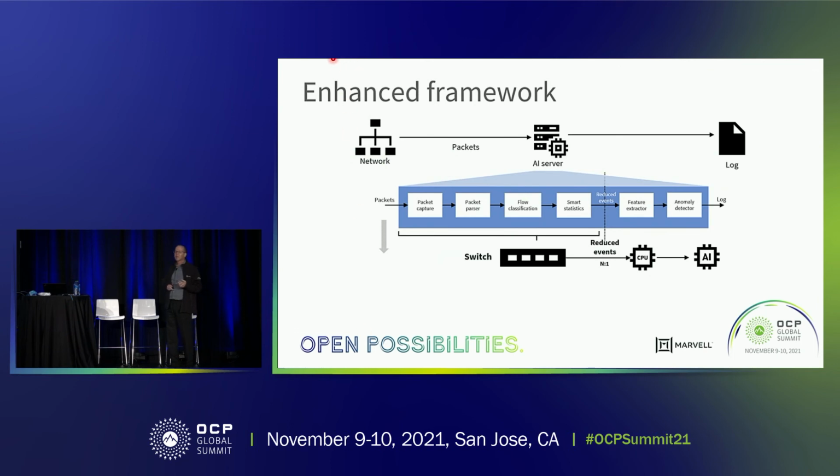So if we look at this enhanced framework, after we added this smart statistics and the reduced number of events, we can see that packet capture and packet parsing and flow classification are all done in any networking device. Also, the smart statistics can be done in modern programmable pipelines. And all those first four steps need to happen per packet. So it makes much more sense to embed them in the fast pipeline of a switch.